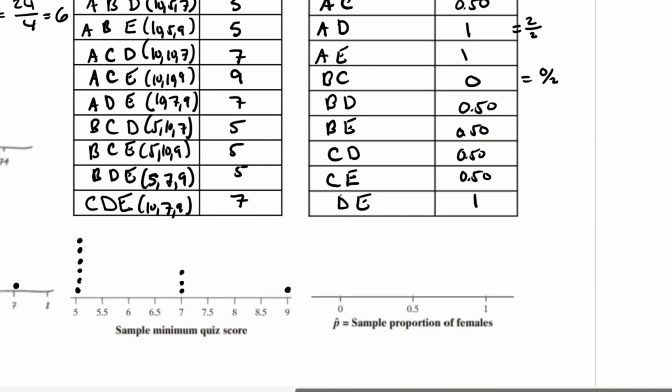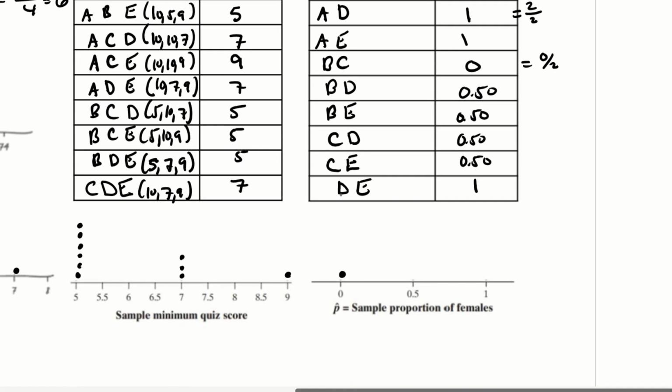Okay, so then we can graph that. And we have 1, 0. We have like what, 6 0.50s. And we have 3 1s. All right, and that's a sampling distribution of the proportion.